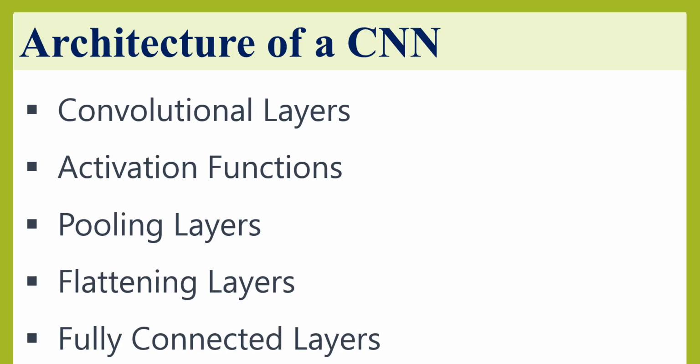Flattening layers transform the output of convolutional and pooling layers into a one-dimensional array, preparing the data for fully connected layers. And finally, the fully connected layers are used for classification, where the output of the previous layer is used to predict the class label of the input image.